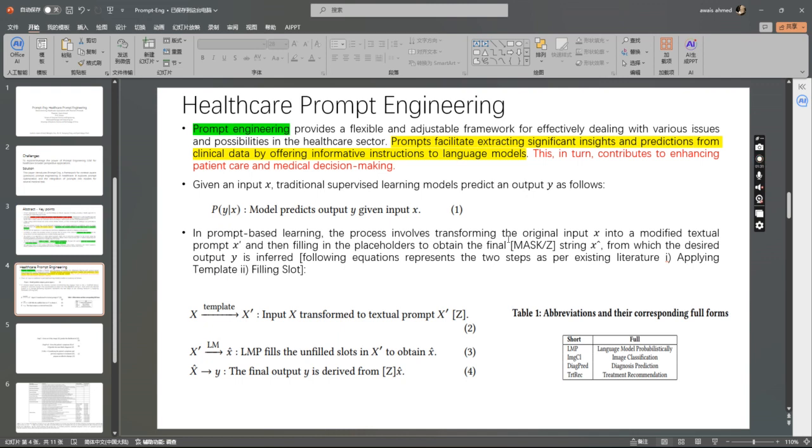For traditional supervised learning models, predicting an output y given x is the probability of y given x. The model predicts the output y given an input x. But in prompt-based learning, the process involves transforming the original input into a modified textual prompt and then filling the placeholder to predict the output, and the prediction here is the mask, for which we get the desired output y. We can say that there are two steps: apply the template and fill the slots.